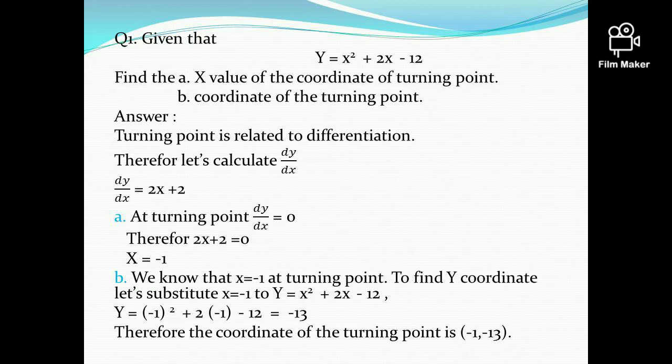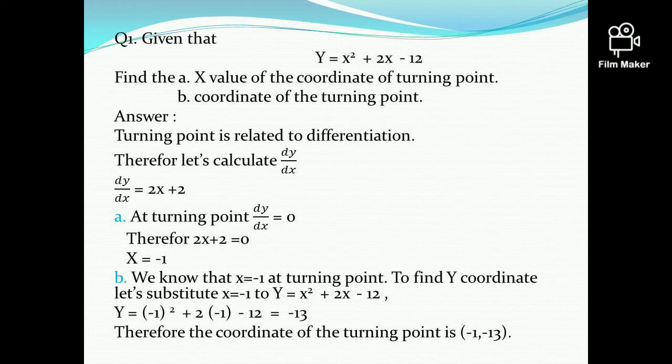Now we have already calculated the first differentiation. Therefore, we know at the turning point dy by dx is equal to 0. That means the first differentiation answer 2x plus 2 must be equal to 0. If you simplify this, you receive the answer for the first part of the question, x equals minus 1. In the next part of the question, they want to find the entire coordinate.